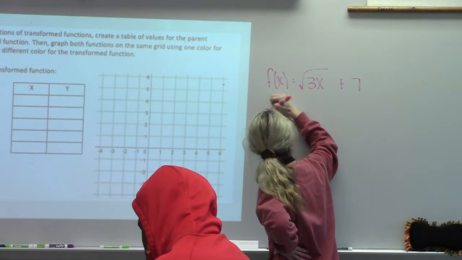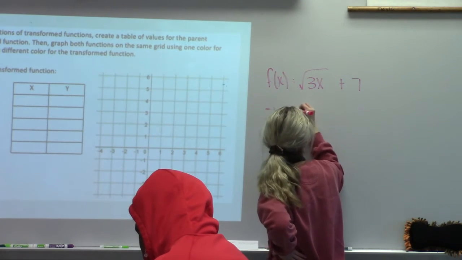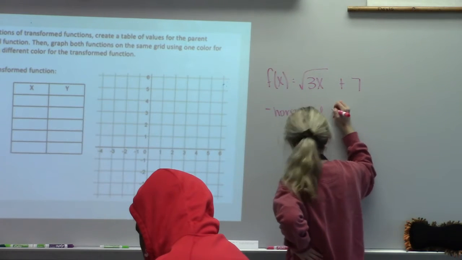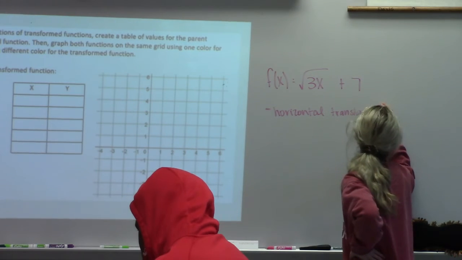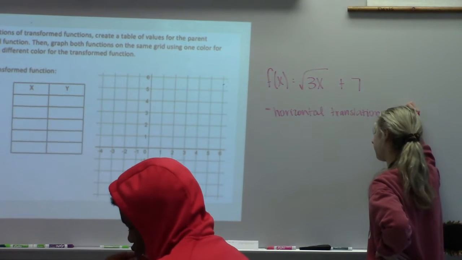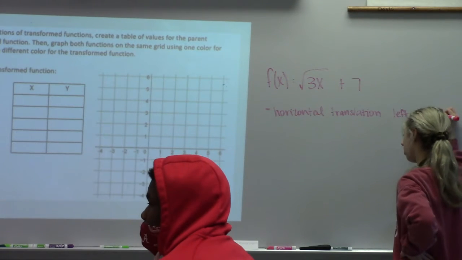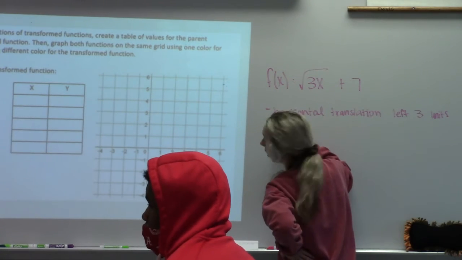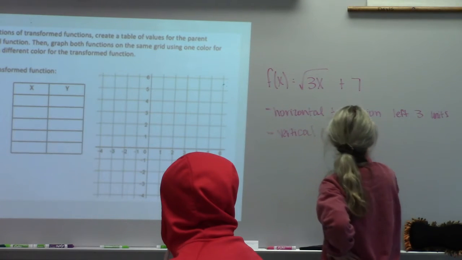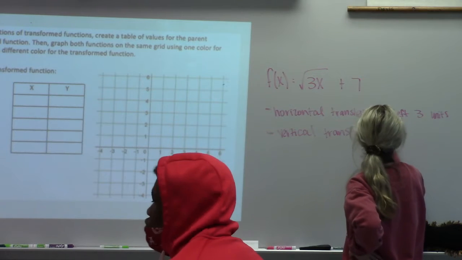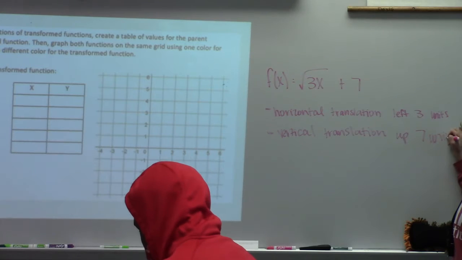Okay, so on this one, let's see, someone wrote horizontal translation left 3 units, and they wrote vertical translation up 7 units. Okay, so let me ask you guys this.